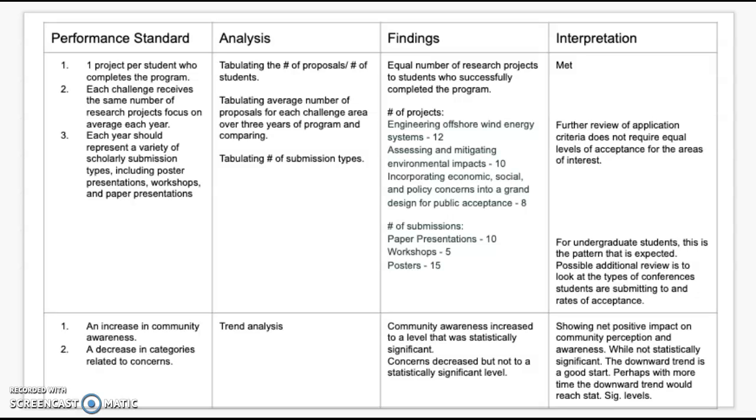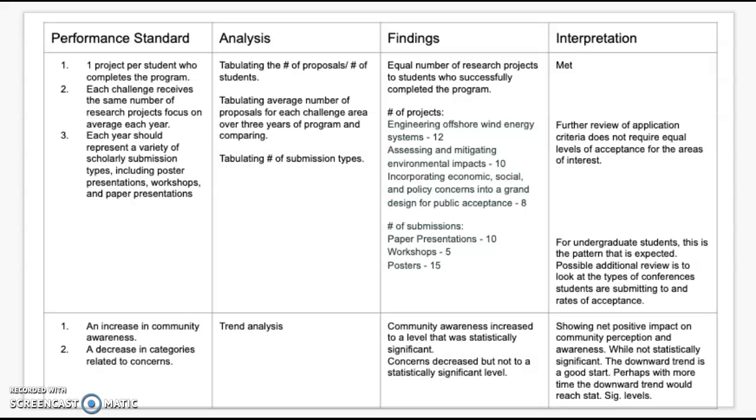Our final finding for our first research question is that there were 15 poster submissions, 5 workshops, and 10 paper presentation submissions made as a result of the students' research questions. Given that these are undergraduate students, the committee felt that it was an appropriate distribution. There was some interest in taking a deeper look into the venues that these proposals are submitted to see how many were accepted.